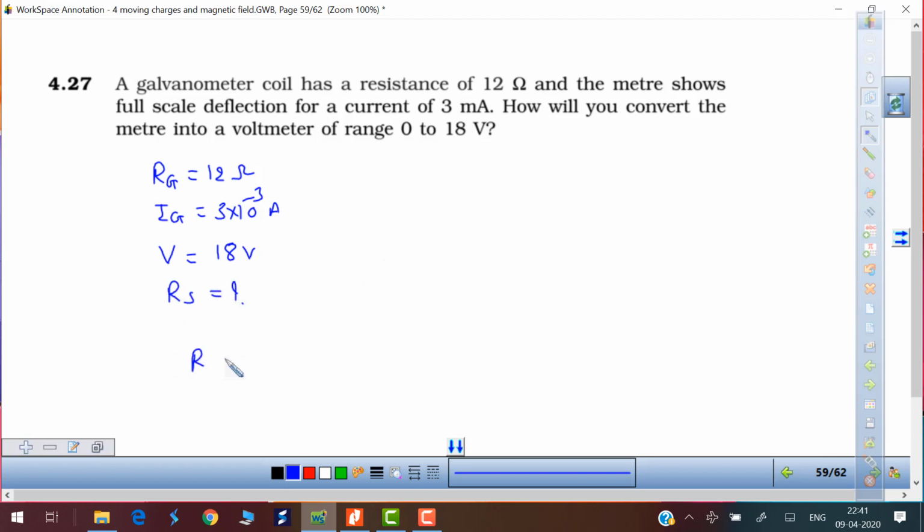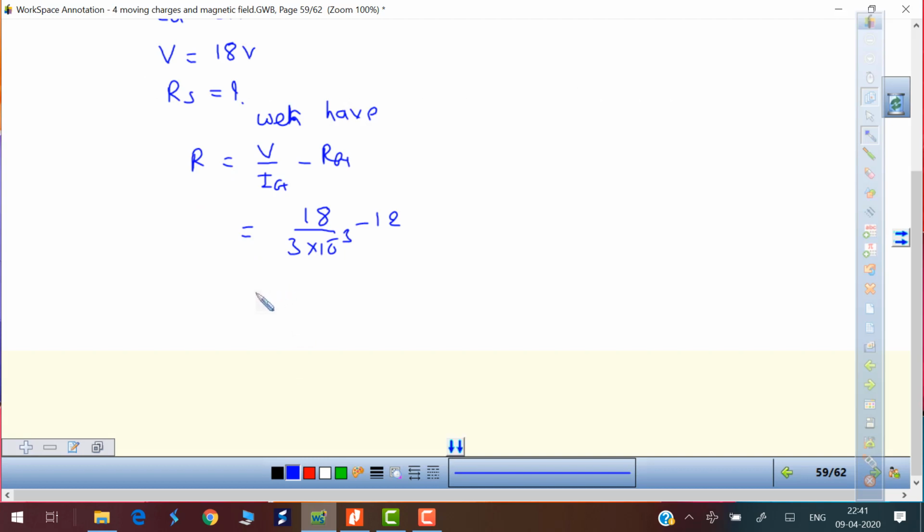Our formula is R is equal to V upon Ig minus Rg. So we substitute V is equal to 18 volt divided by 3 into 10 raised to minus 3, minus 12. This is 6,000 minus 12, which comes out to be 5,988 ohm. So this is the series resistor required to convert it into a voltmeter. This is our answer.